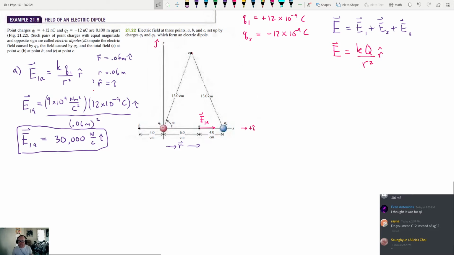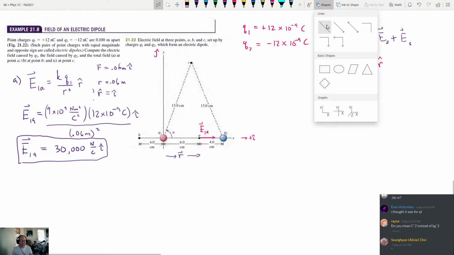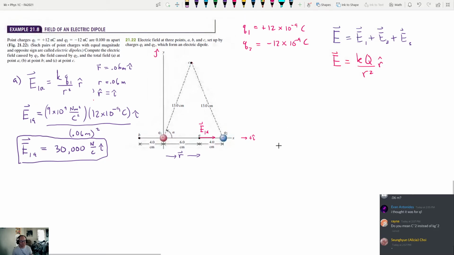Next part was compute the electric field caused by Q1, also caused by Q2. Well, now we have to look at Q2, and we ask, at point A, what is the direction of the electric field created by Q2? Is it left? Is it right? Those are the only options. What do you think, left or right?